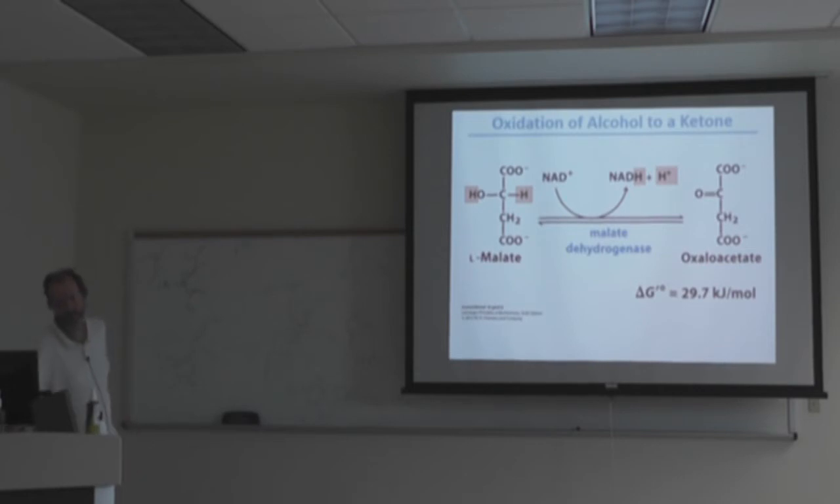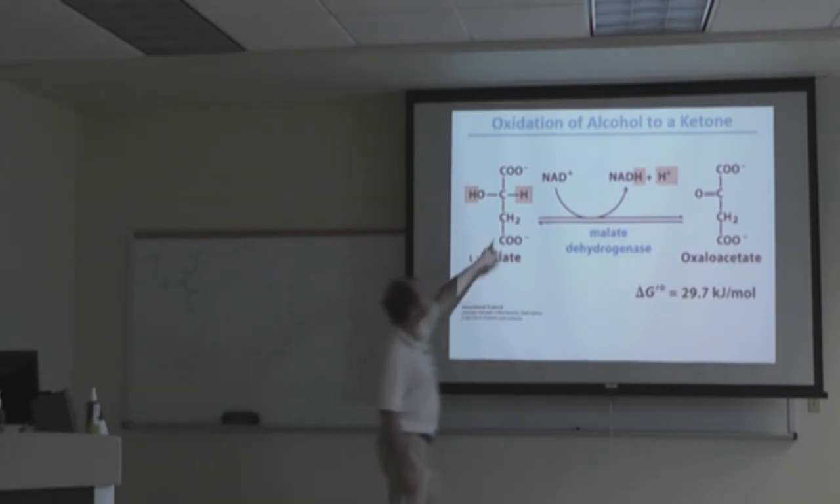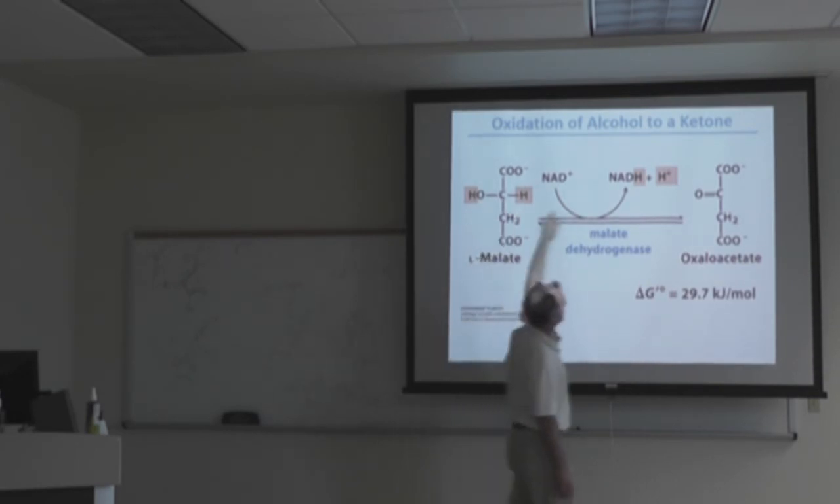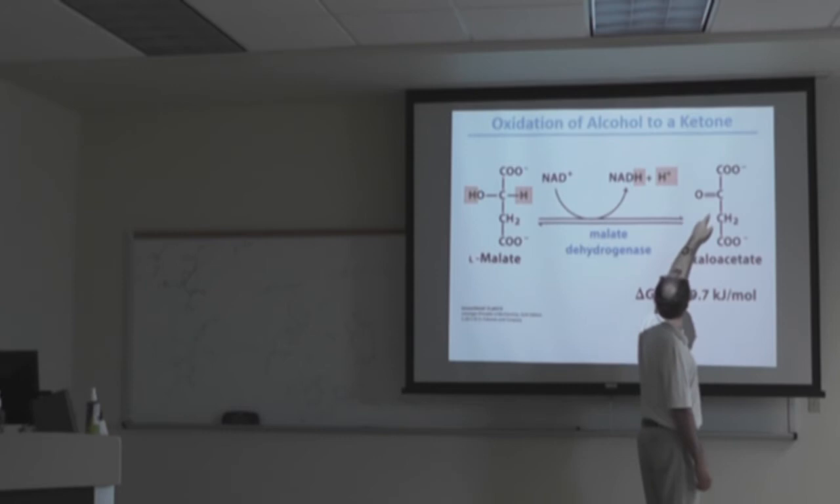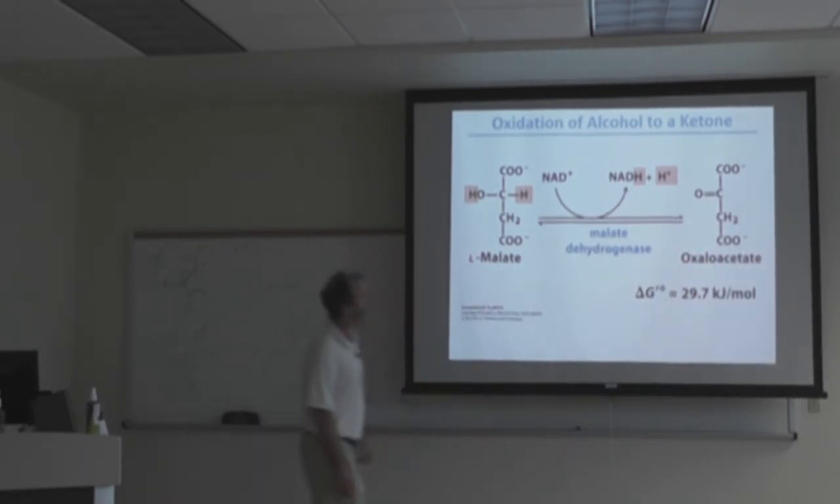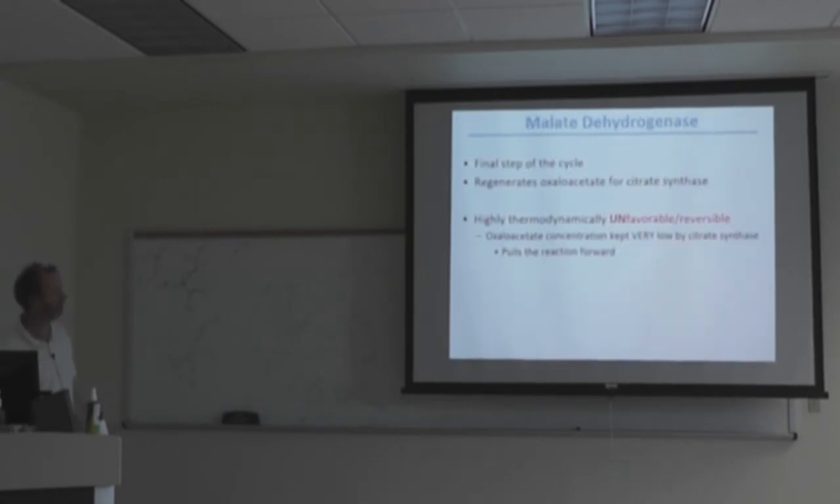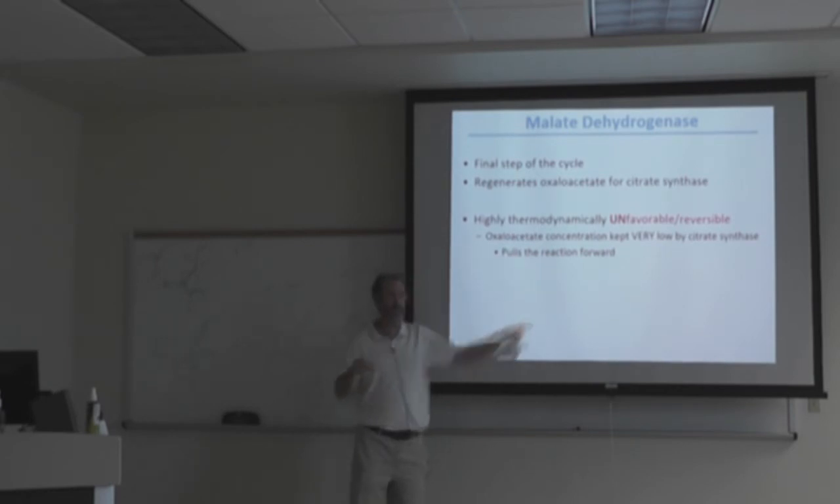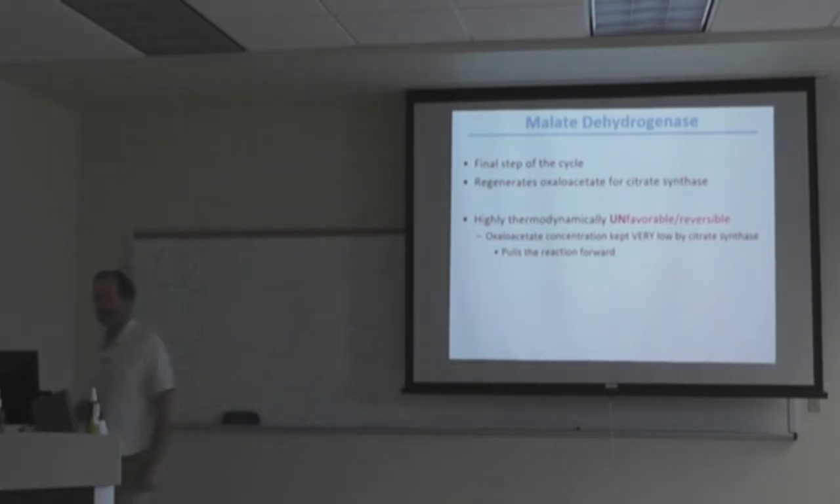So then we have the oxidation of the alcohol to a ketone by malate dehydrogenase. NAD picks up this hydride. The electrons from this oxygen will drop down to fill that in, and you'll reform oxaloacetate. And then that ends the cycle, basically. You generate NADH. The final step of the cycle regenerates oxaloacetate. It's highly thermodynamically unfavorable. It's reversible. Oxaloacetate concentrations are kept really low, though, and that's what pulls this reaction forward, making it favorable, because of the super low concentrations of oxaloacetate.